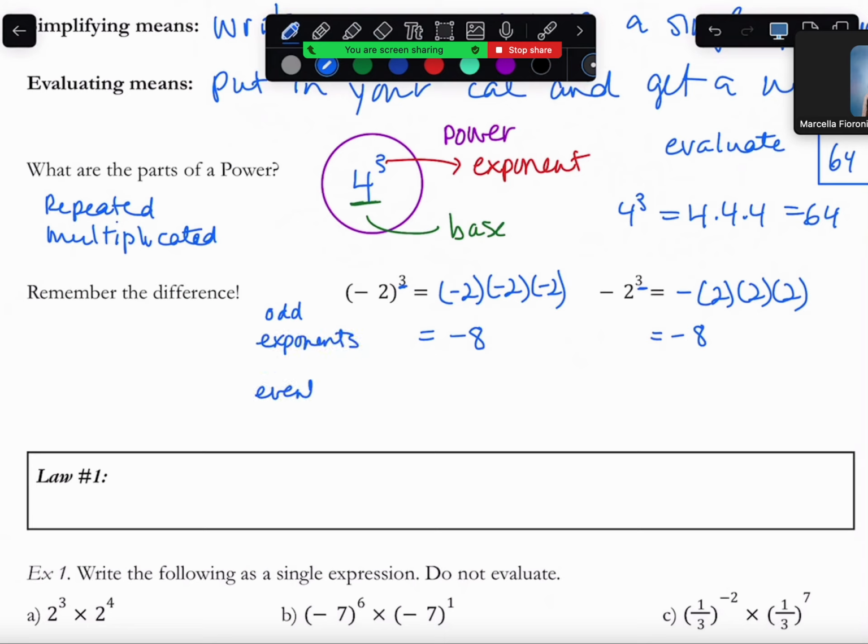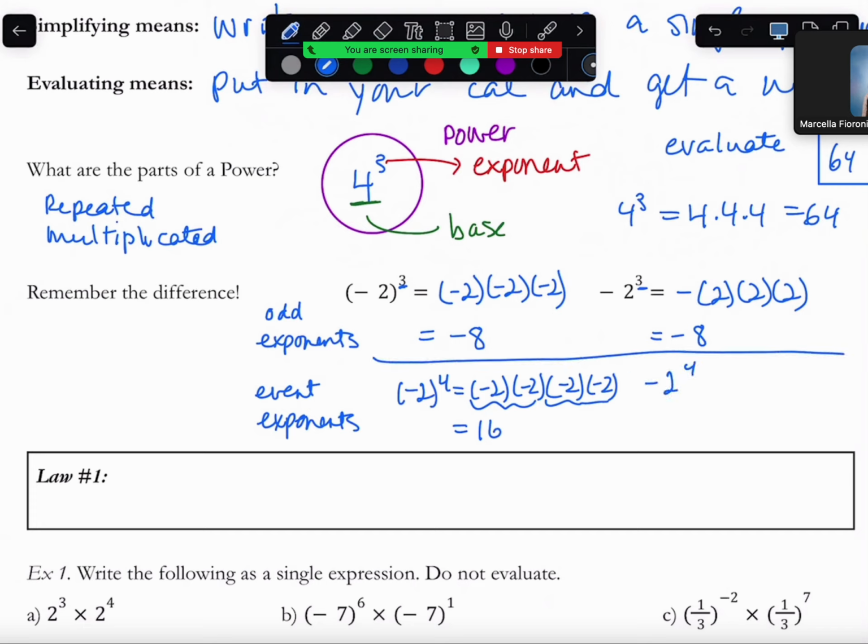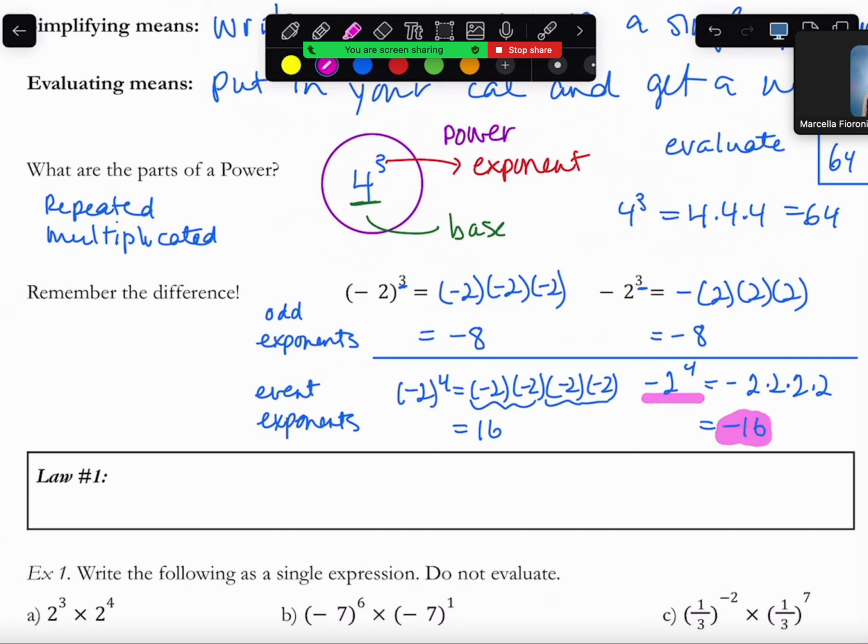But if the exponents were even, for example, if I had (-2) to the power of 4 and I multiplied that out 4 times, I would get +16 because the negatives cancel out in pairs. But if I had -2 to the power of 4 without brackets, it'd be -2 times 2 times 2 times 2, which is -16. Okay, so I would like you guys to be aware of this scenario. Okay? All right, now let's get into it.